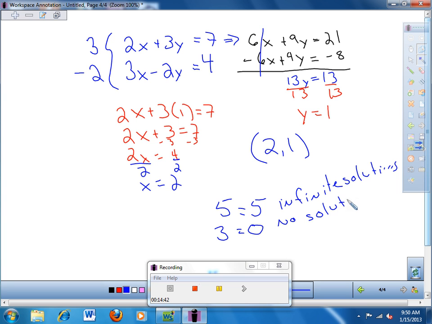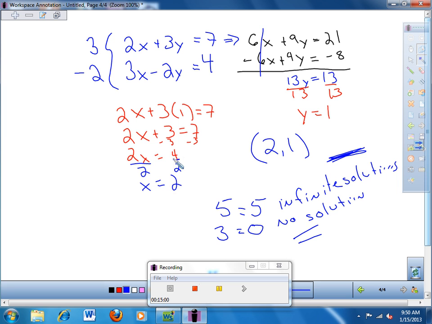Just so you know, if you end up with something like 5 equals 5, where you don't have an x equals, everything just disappears, that means it's the same line. But if you end up with something like 3 equals 0, that means that those lines are parallel. Same line means they lie on top of each other like that.